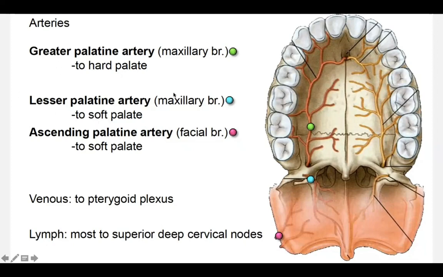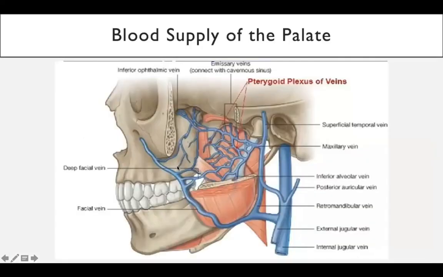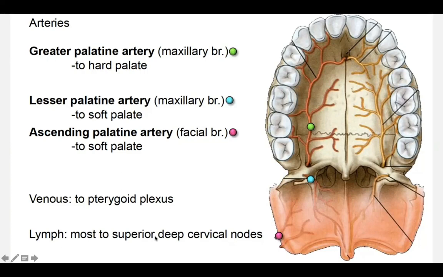We understand the greater palatine artery and lesser palatine artery, greater to the hard palate, lesser to the soft palate, and then there is sphenopalatine. Everything has palatine, and then ascending palatine. We are ascending upward, and the pharyngeal has to ascend to reach the palate, so ascending pharyngeal artery. And when we go to the vein, there is the same P: pterygoid plexus. Lymph goes to the superior deep cervical nodes. So there are inferior and superior.